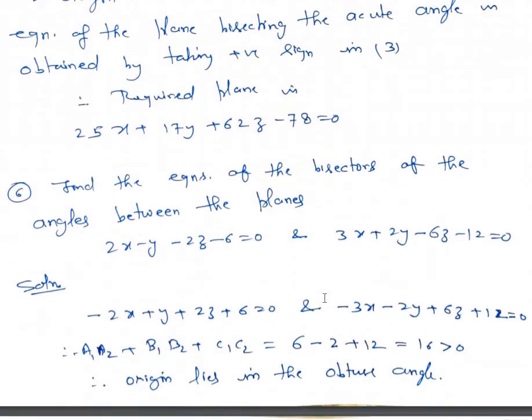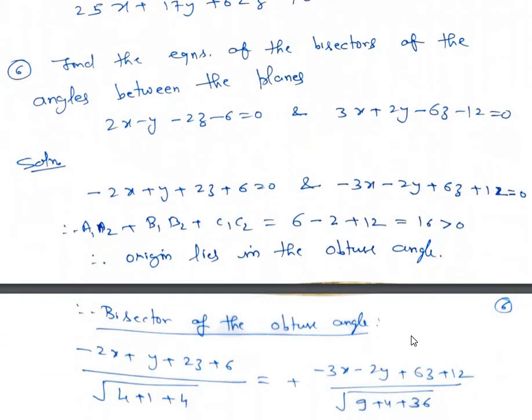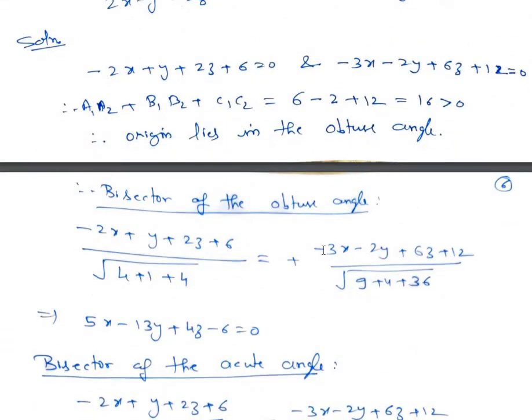Let's take one more example. Find the equations of the bisectors of the angles between these planes. Okay, let's find a1a2 plus b1b2 plus c1c2. d1 and d2 already have the same sign here. So a1a2 plus b1b2 plus c1c2 is equal to 6 minus 2 plus 12, which is 16, positive. Therefore the origin lies in the obtuse angle. So if you want to find the bisector of the obtuse angle, we have to take the plus sign.